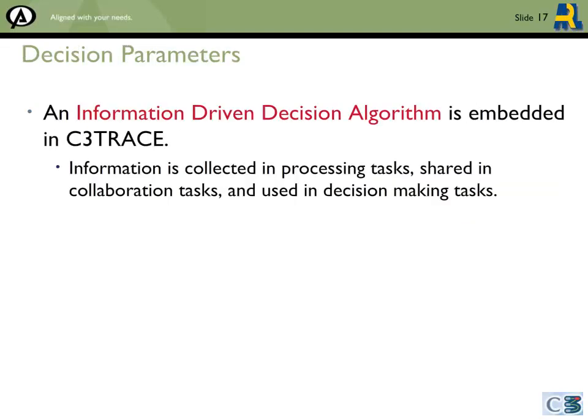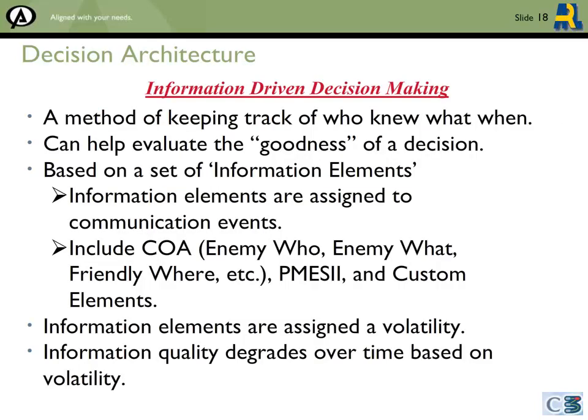Now I will go over the information-driven decision algorithm embedded in C3TRACE. The general idea is that information is collected in processing tasks, shared in collaboration tasks, and used in decision-making tasks. Under the covers, C3TRACE keeps track of who knew what and when by tracking information elements as they flow through the model. Another factor involved is the volatility of information. Does it degrade over time or remain stable? For example, you would expect that information about where an enemy moving troop is would be more volatile than the location of a building. C3TRACE takes that into account.